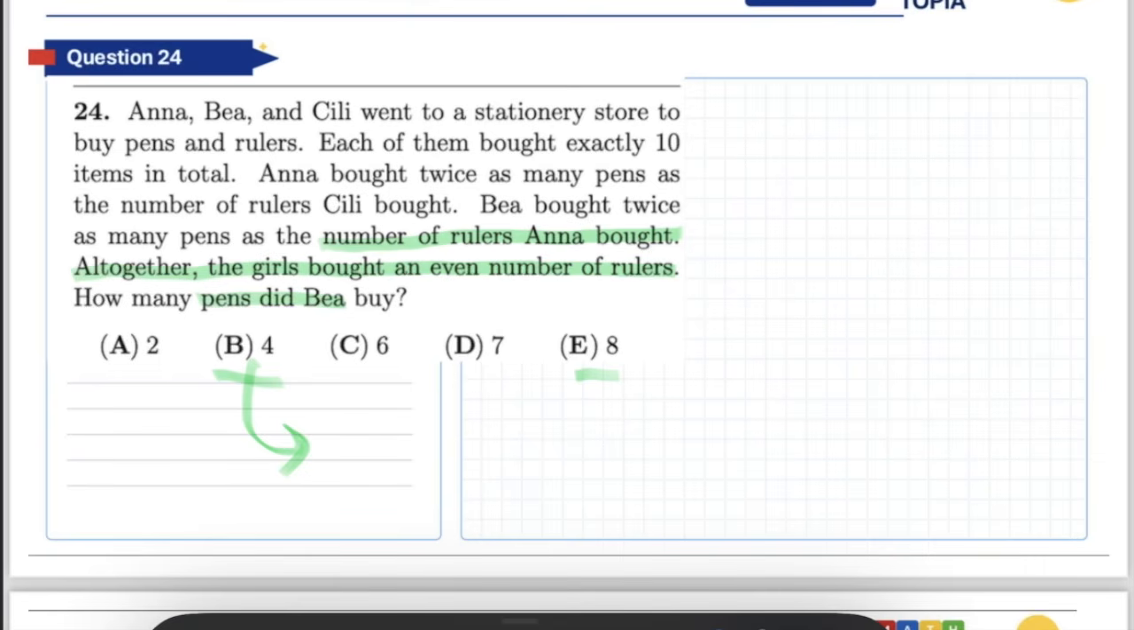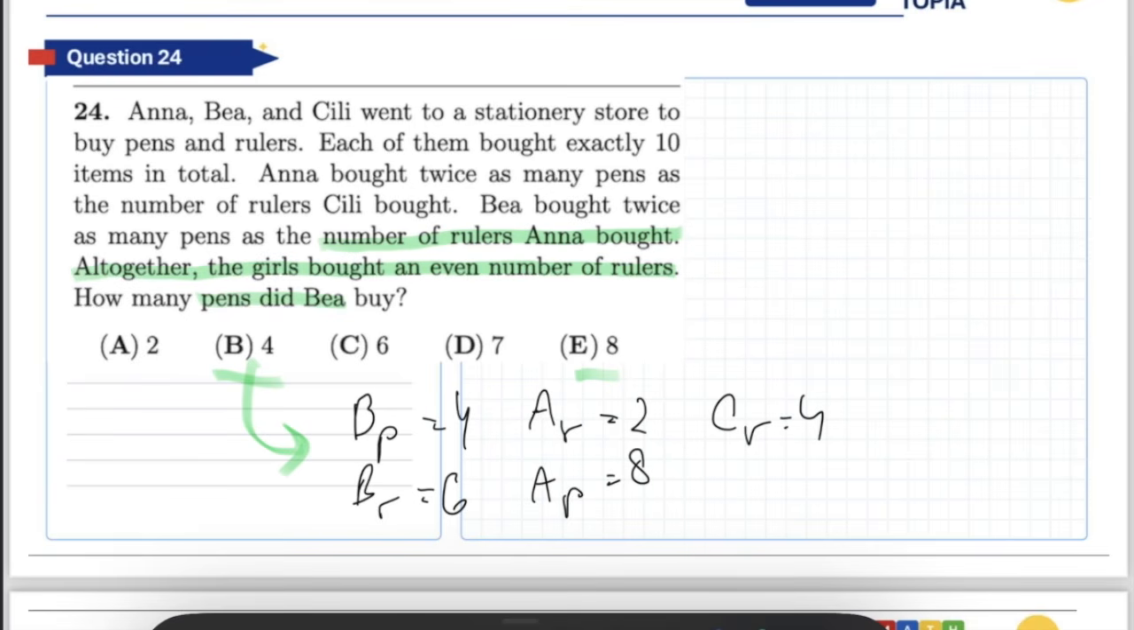Let's look at the case 4. The number of pens B buys would be 4. BR would be 6. AR would be 2. AP would be 8. CR would be 4. And CP would be 6. Because this is a valid system, our answer, the number of pens B buys, would be 4.